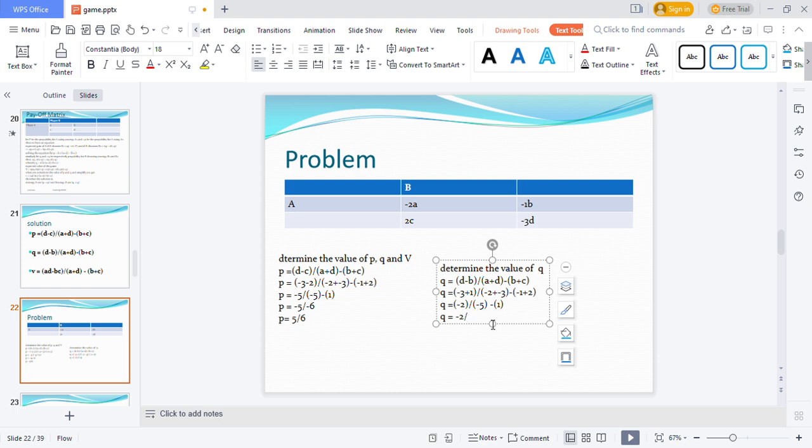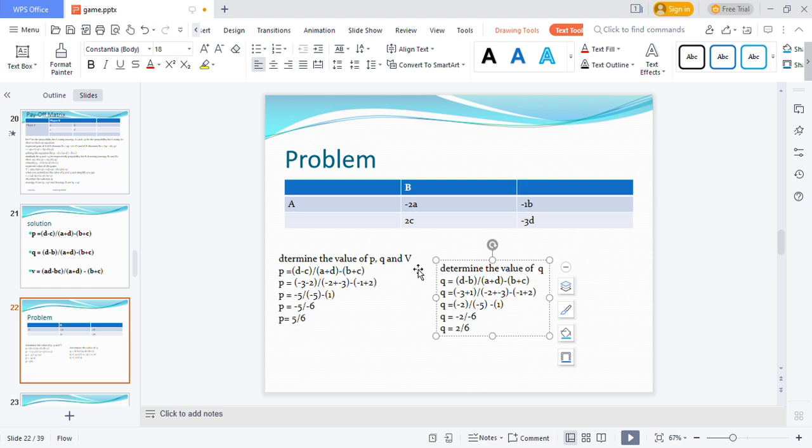-5 minus 1 is -6. So we get -6. So the value of Q is 2. We remove the negatives, you get 2. Negative becomes positive. If you divide negative and negative, you get positive. So we get 2/6 as the value.